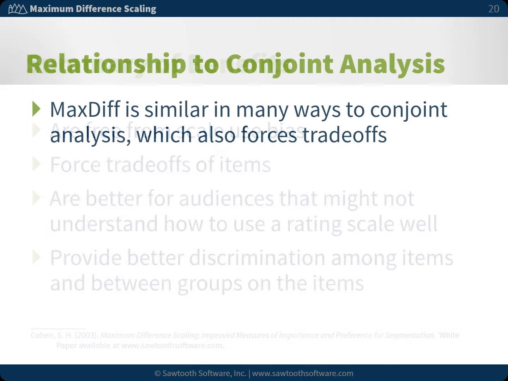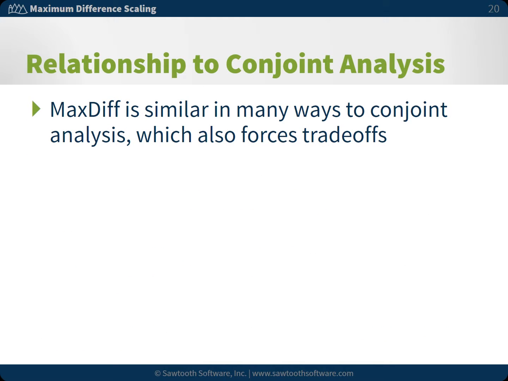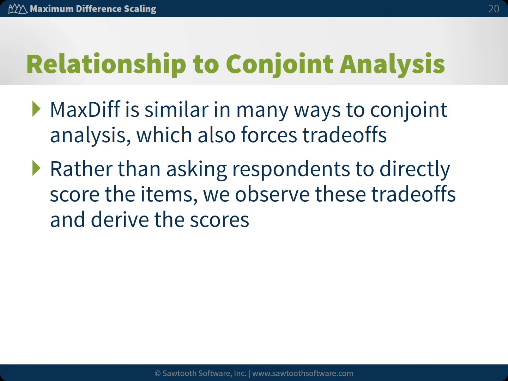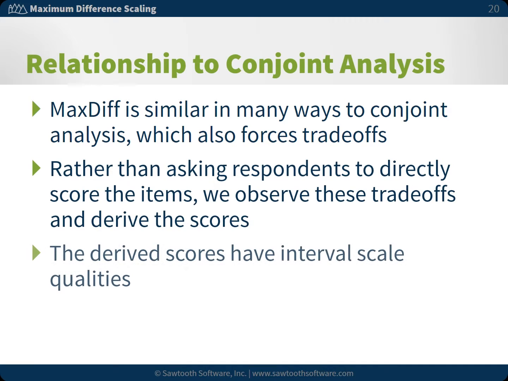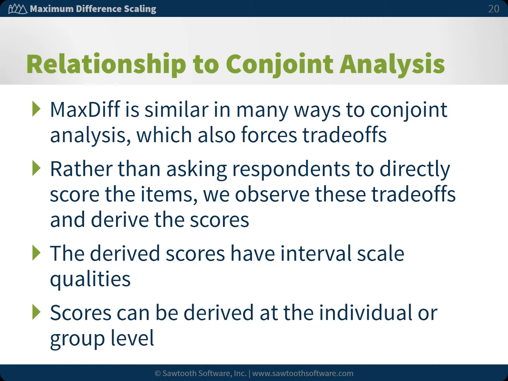MaxDiff is similar in many ways to conjoint analysis, which also forces trade-offs. Rather than asking respondents to directly score the items, we observe these trade-offs and derive the scores. The derived scores have interval-scale qualities. Scores can be derived at the individual or group level.